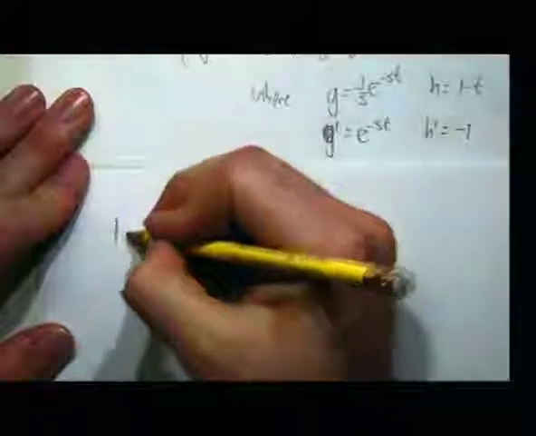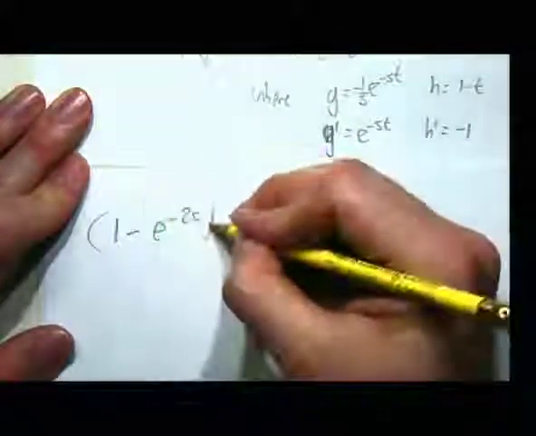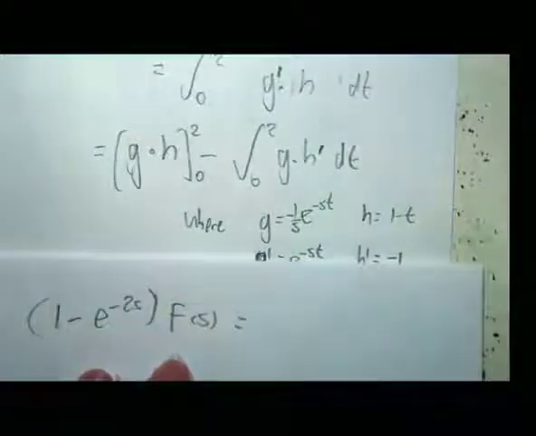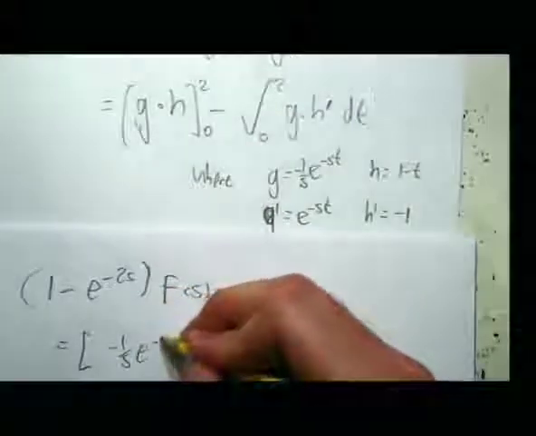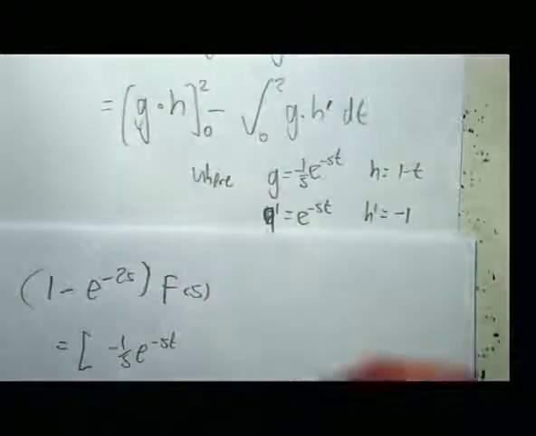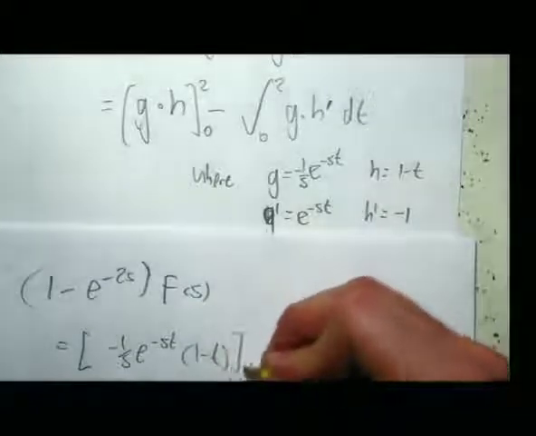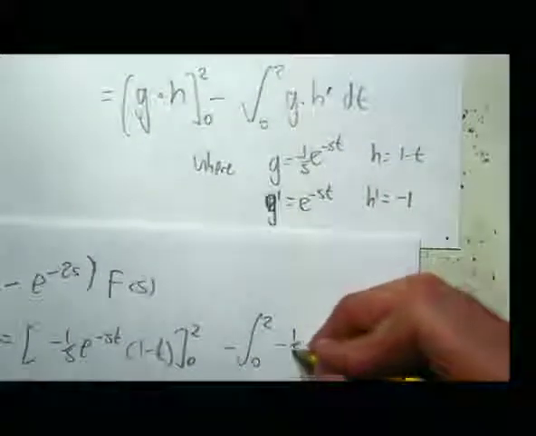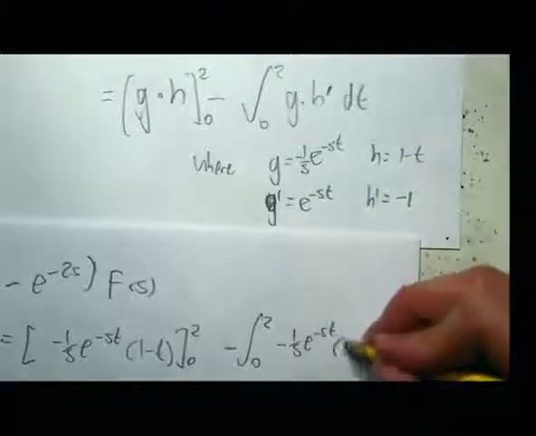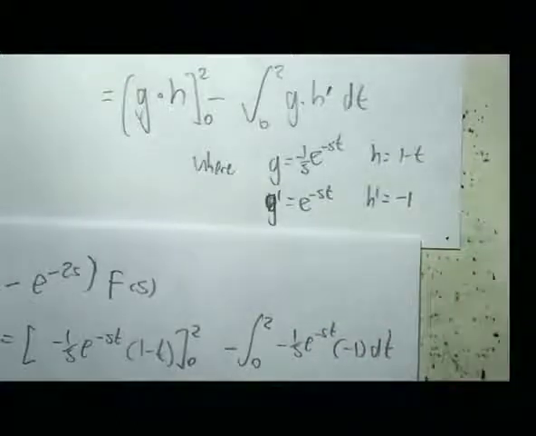And so, therefore, we have that 1 minus e to the minus 2s times F of s is g, which was minus 1 on s e to the minus st, times h, which is 1 minus t, from 0 to 2, minus the integral from 0 to 2 of g, which is minus 1 over s e to the minus st, times h dash, which is minus 1. I've just subbed it all in.